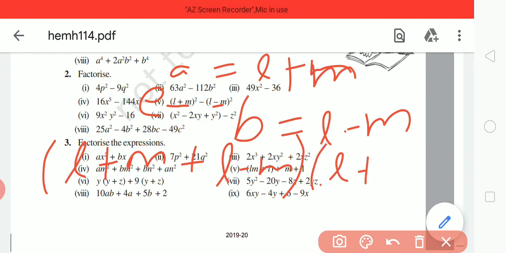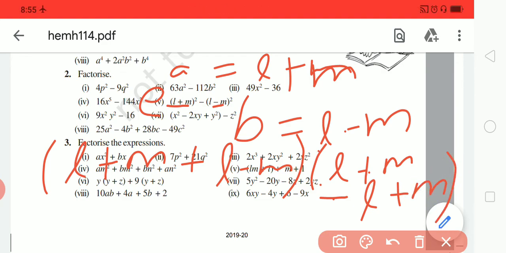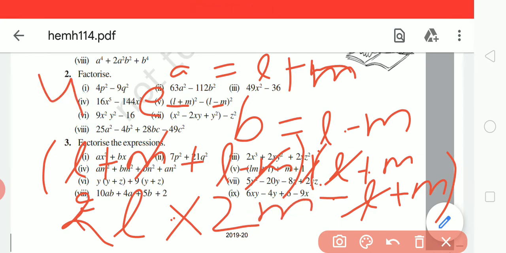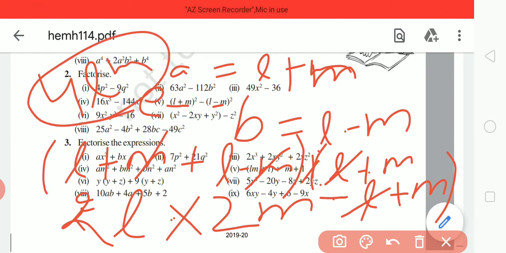So l plus m, and when you subtract you will get minus l plus m, right? You will change the sign of this l minus m now. So m cut by m, l plus l becomes 2l, right? Multiply, this is the sign of multiply in between two brackets. l cut by l, it became 2m. So 2 2s are 4, l into m is lm. So the answer is 4lm, right?